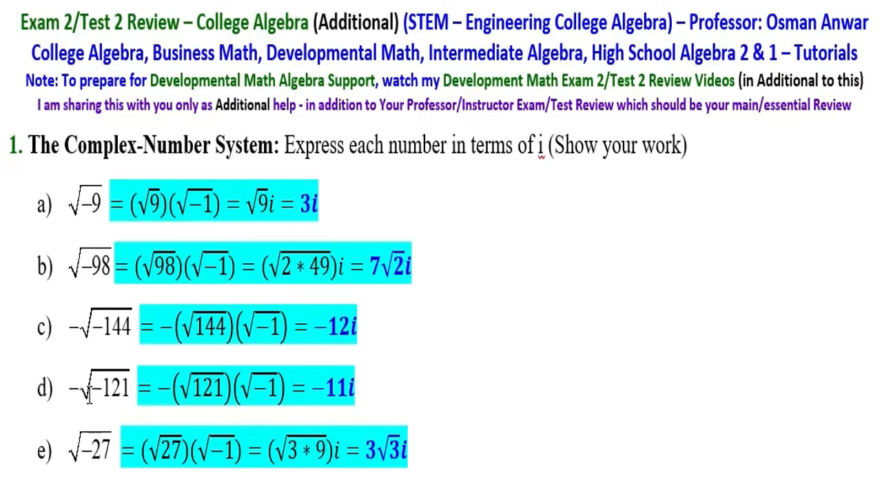D. Minus square root of minus 121 is equal to minus square root of 121 times square root of minus 1. Square root of 121 is 11, so this is minus 11i. E. Square root of minus 27, this is equal to square root of 27 times square root of minus 1. Square root of 27 is square root of 3 times 9. So square root of 9 is 3, so this is 3 square root of 3 i.